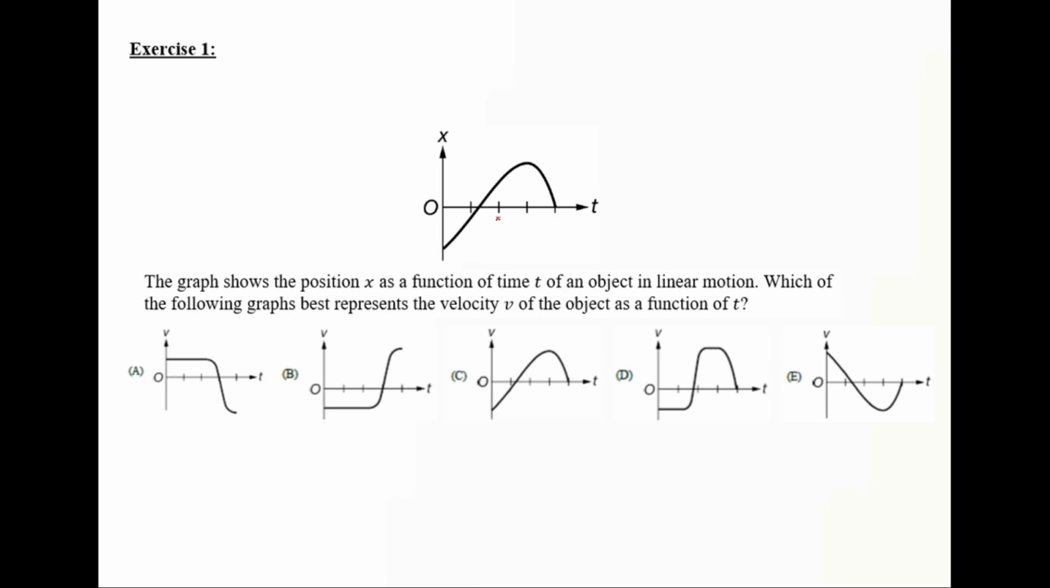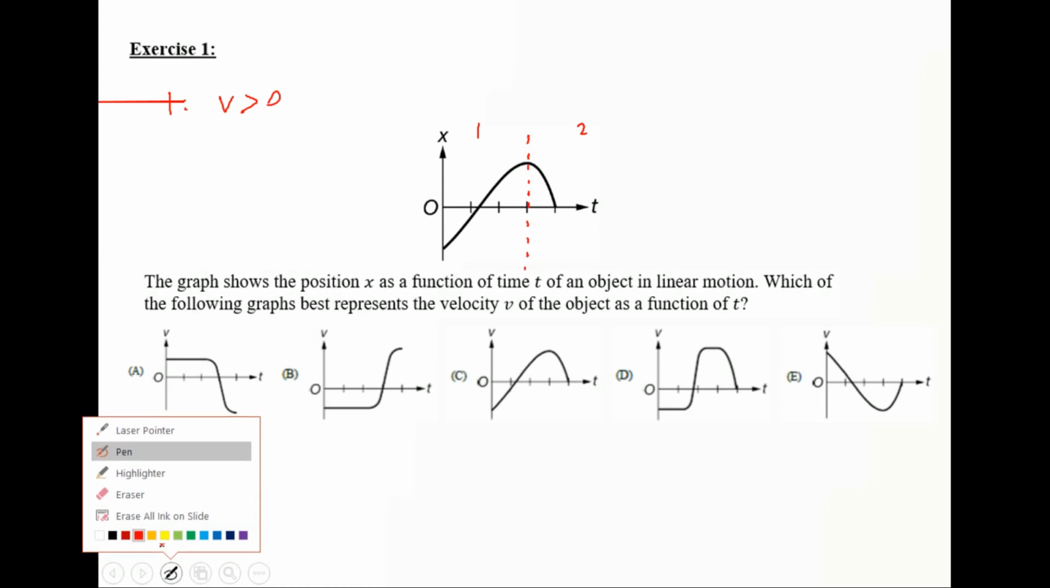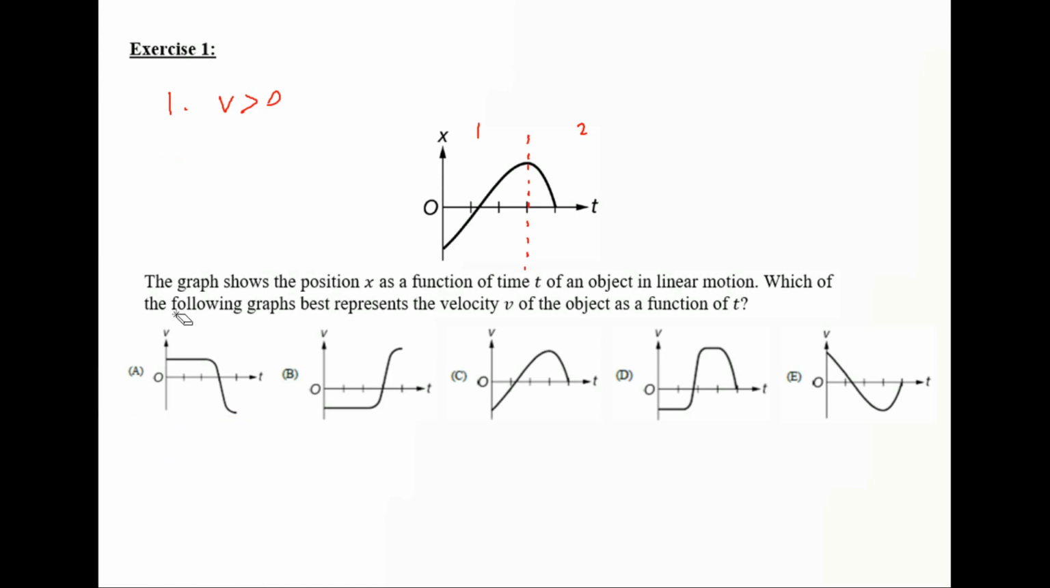Then the best way to do that is to divide the function into intervals according to the variation. Here we have an increasing function, then we have a decreasing function. We're going to divide it like this. So that would be the first interval, that would be the second interval. In the first interval, the position is increasing, which means that v is positive. And in the second interval, the position decreases, which means v is negative.